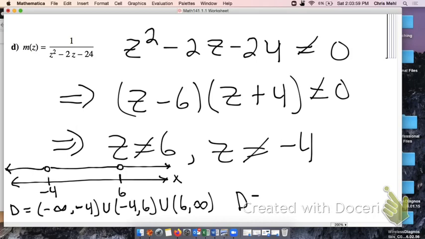You'll notice that the set notation is much easier. It's the set of all x such that x... Sorry, it's not the set of all x. My bad. This should have been the z-axis. This is the set of all z such that z does not equal 6 or -4. So much easier to write the set notation when you're avoiding specific numbers.